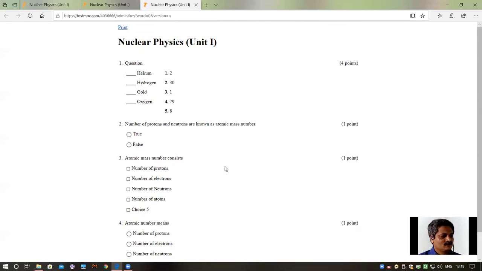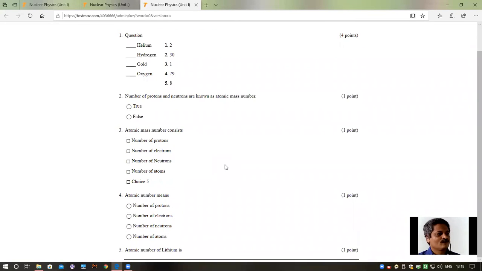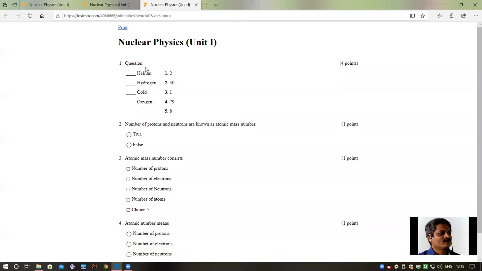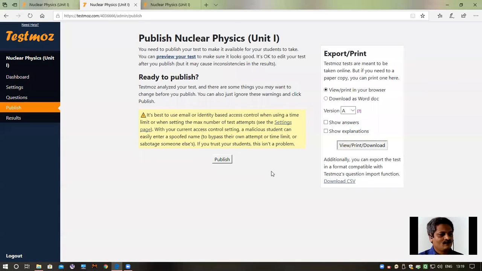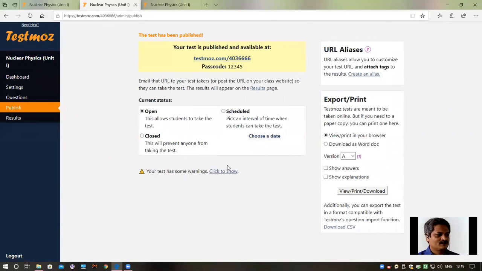This is the question paper. This question paper is also shuffled. Next time it is also shuffled. Whenever you open this question paper, the questions get shuffled. Every time the questions get shuffled. So first question. This is the preview of the question. Now all these things are okay. Now we want to publish this question. Now click on publish.